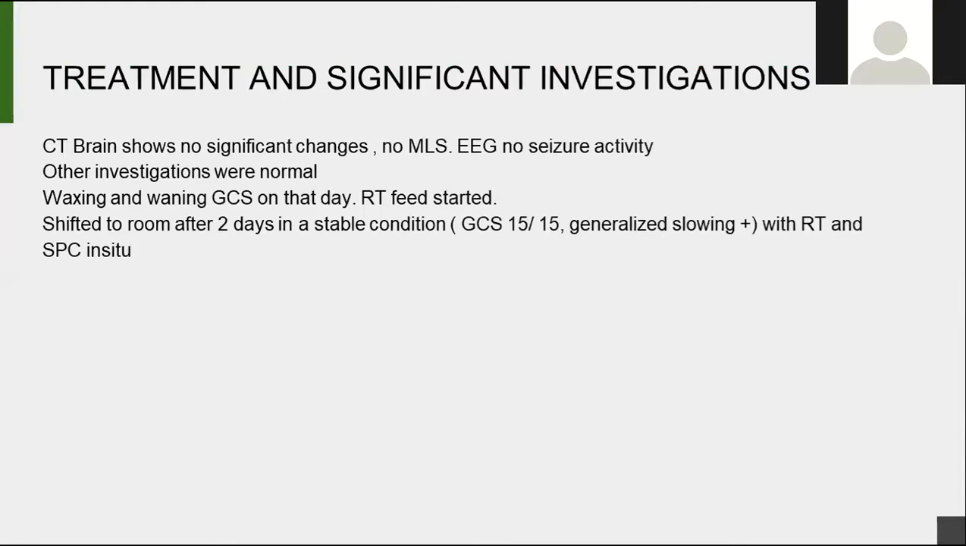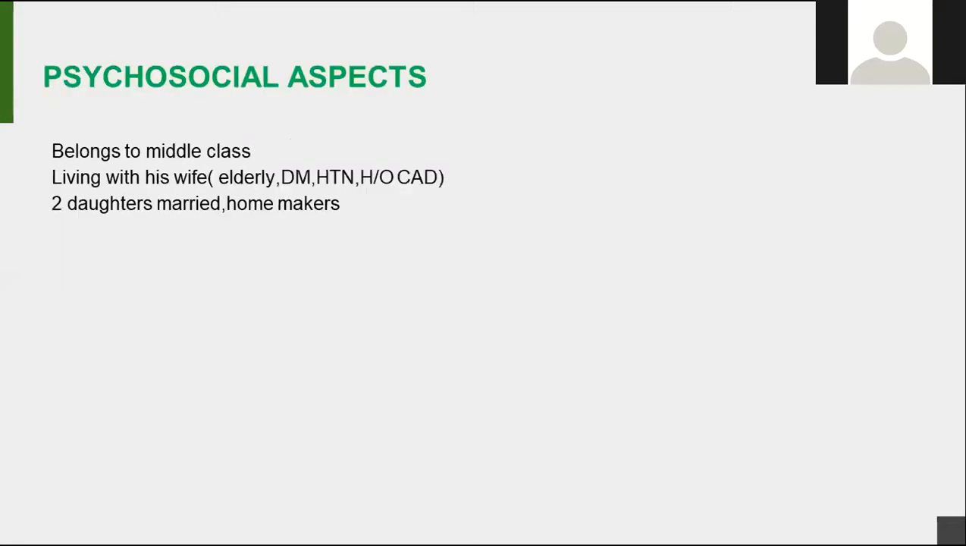So we started him on RT feed. After that, within 2 days, he became normal. His GCS became 15/15, even though there was generalized slowing. We tried oral feeds with RT in situ, but he was coughing. So we continued with RT feed, and his SPC was in situ. After 2 days, he was shifted back to his room with RT and SPC in situ.